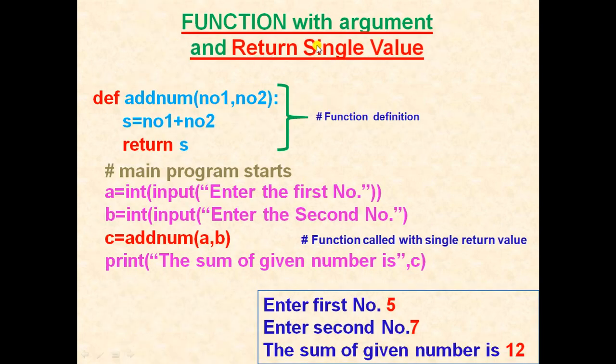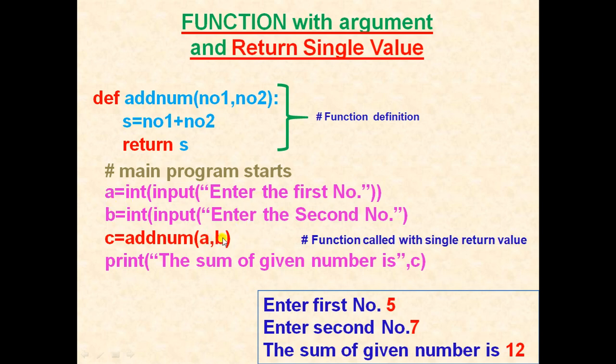Now we can also return a single value by taking some arguments, like this. If we define here number 1 and number 2, these two numbers are taken, and after adding them we return S. In the main program we have to take the values from the user. Here A is equal to int, and this statement will take the first number from the user, and this statement will take the second number. Here A and B are the two values entered by the user.